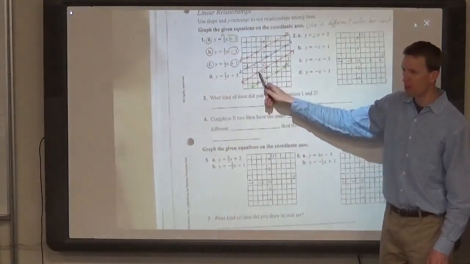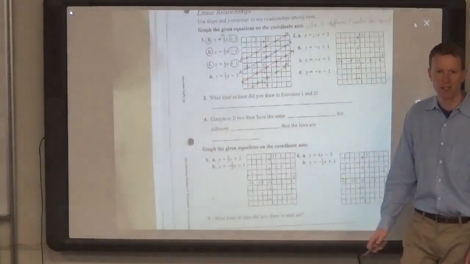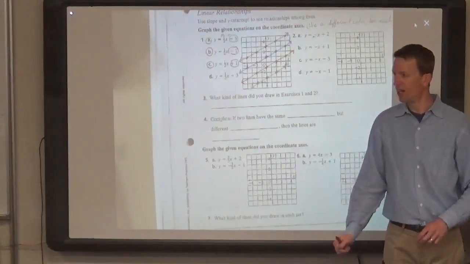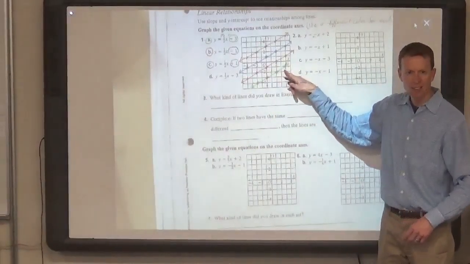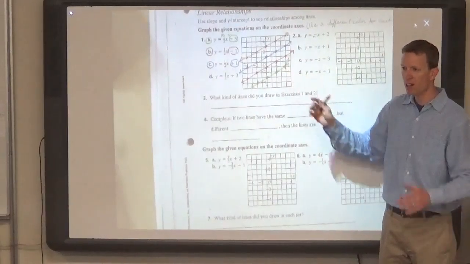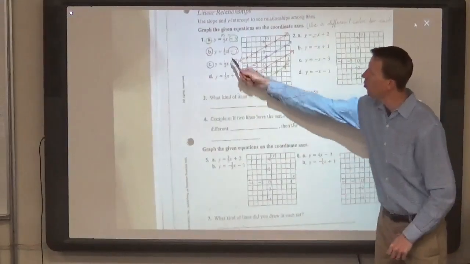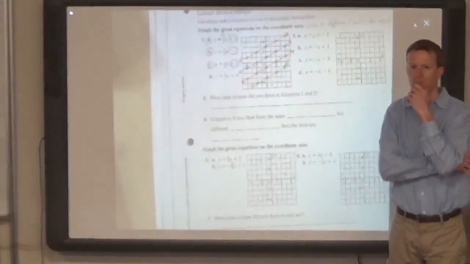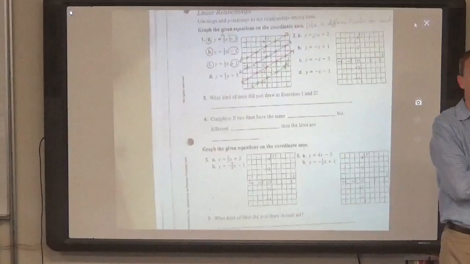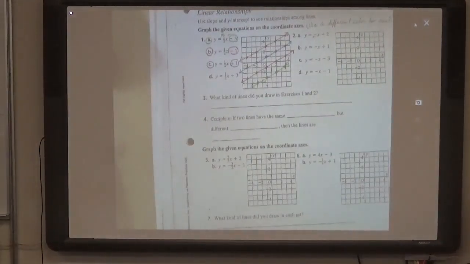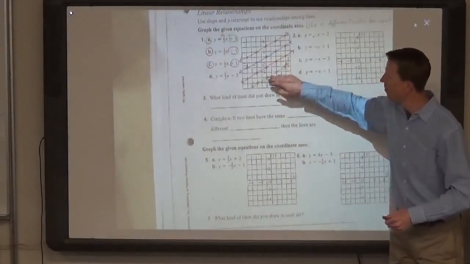What is the relationship between these two lines? What are they called? Parallel. They're called parallel, exactly. Would these lines ever cross? No, they're parallel. Okay? What is the same in the equations? The slope. What is the slope, Maddie? In these equations? 1/2. The slope is the same.